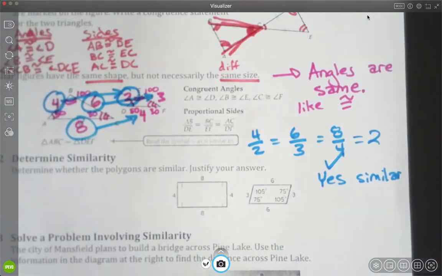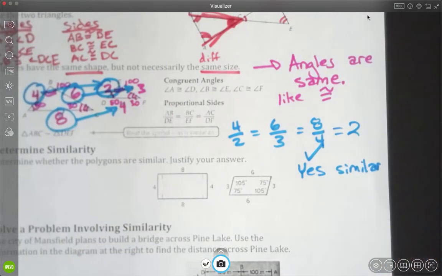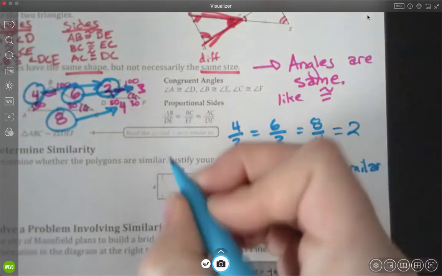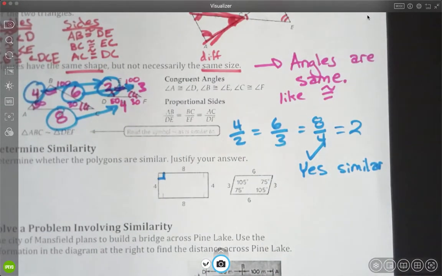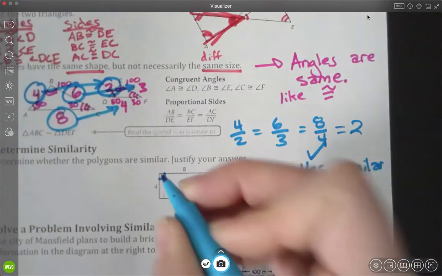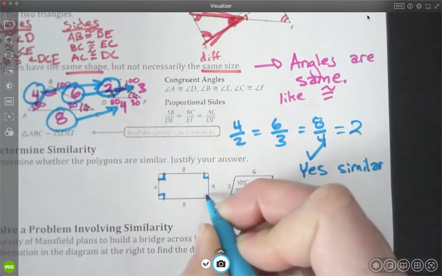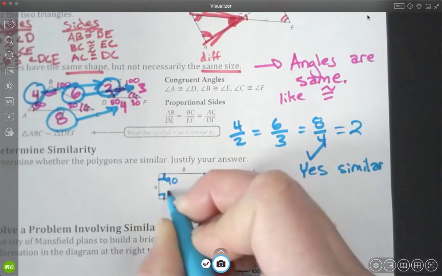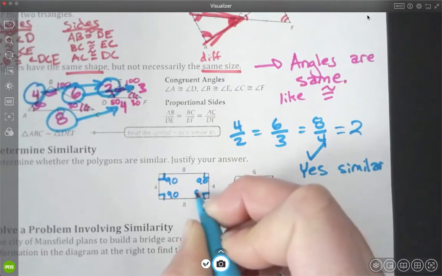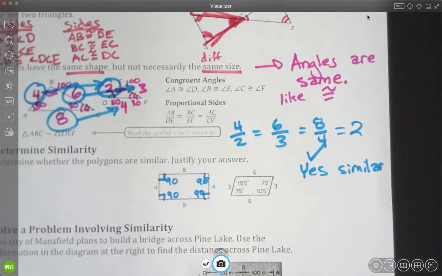So in example 2, determine whether the polygons are similar, justify your answer. What does this mean? What's that little box mean in the corner? That's a right angle. How many degrees is a right angle? 90. Each one of those are 90. 90, 90, 90. Right? Okay? So, are those two figures similar to each other?